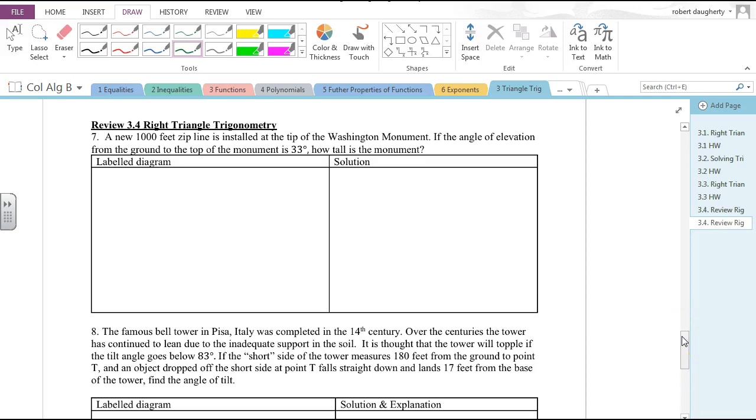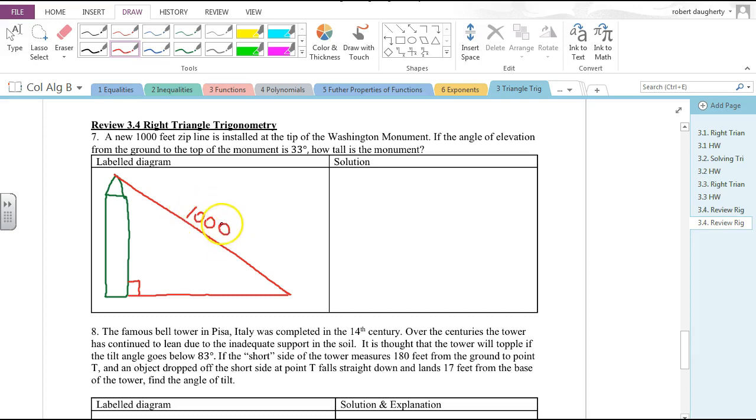Problem number 7. A new 1,000 feet zip line is installed at the tip of the Washington Monument. If the angle of elevation from the ground to the top is 33 degrees, how tall is the monument? So you've got your Washington Monument, and you've installed a zip line that takes you to the ground. There's your right triangle, and we know that the zip line is 1,000 feet. So this is 1,000, and I know that the angle of elevation is 33 degrees. How tall is the monument?